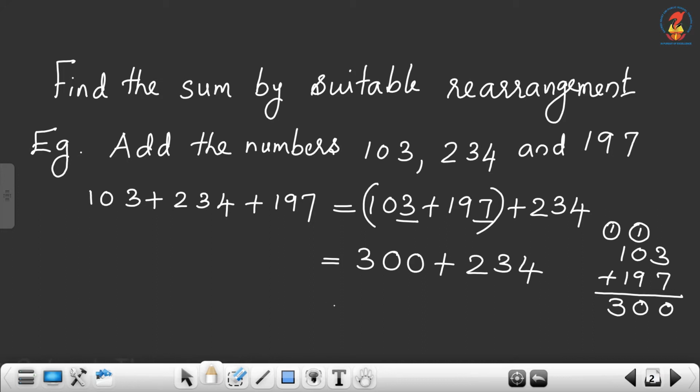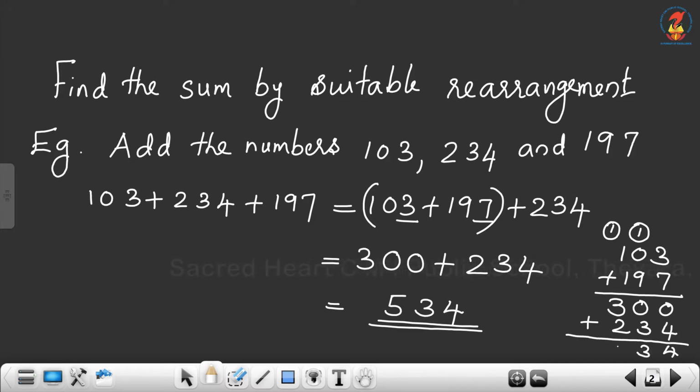Then 4 plus 0, what will you get? 4. Then 3 plus 0, you will get 3, then 2 plus 3 equals 5. So the answer is 534. Or you can write it and add it, 300 plus 234 equals, 4, then 3 plus 0 is 3, 3 plus 2 equals 5. So the answer is 534. So the method is we have to select the numbers which are convenient to add.